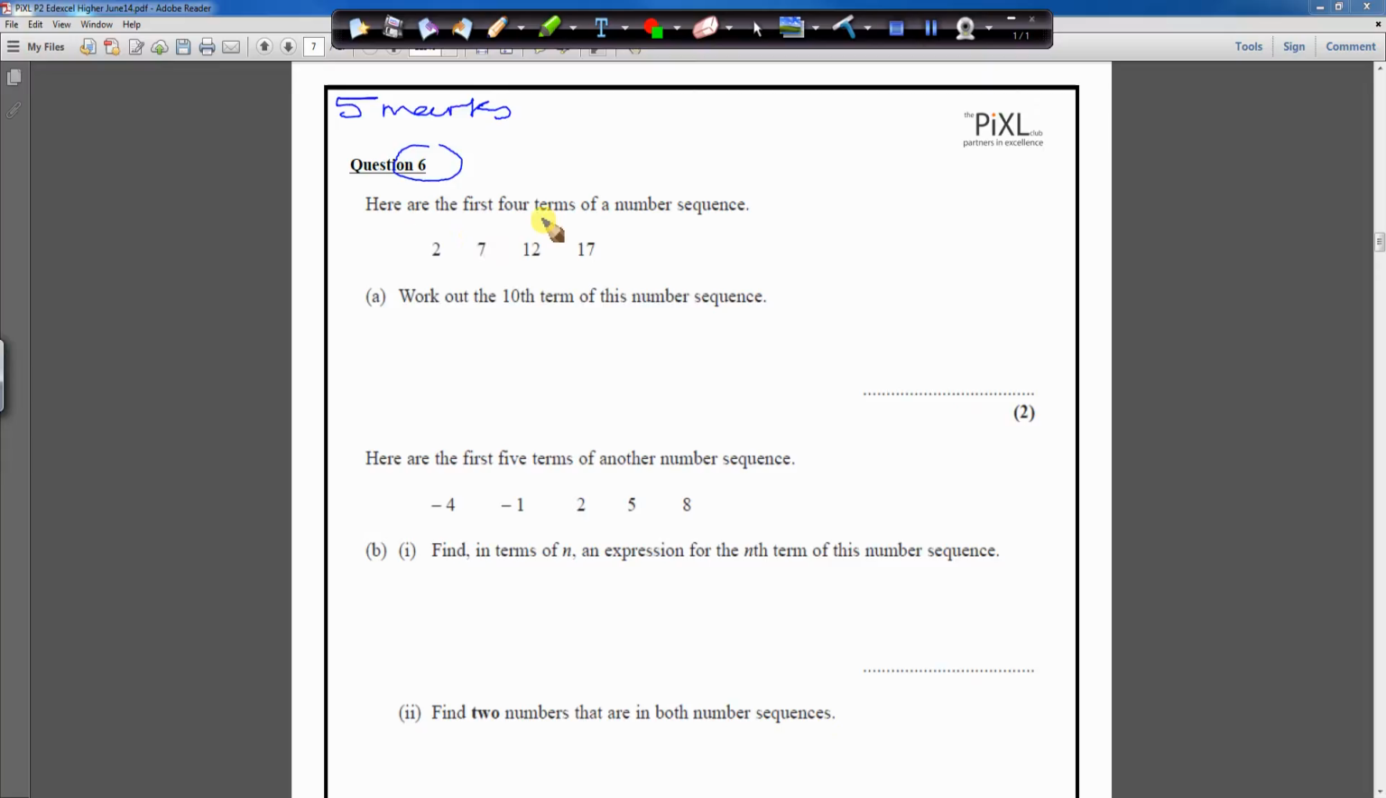I'm doing this question now specifically because we have quite a few papers that we've done where we haven't had number patterns in there. So I'm specifically targeting this topic, number patterns, number sequences. Here are the first 4 terms of a number sequence. Work out the 10th term of this number sequence.